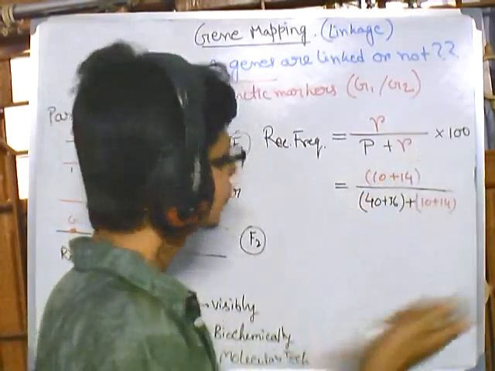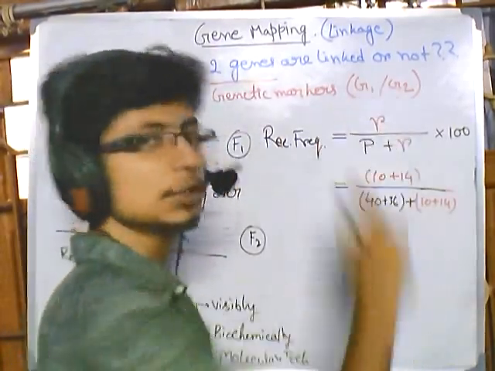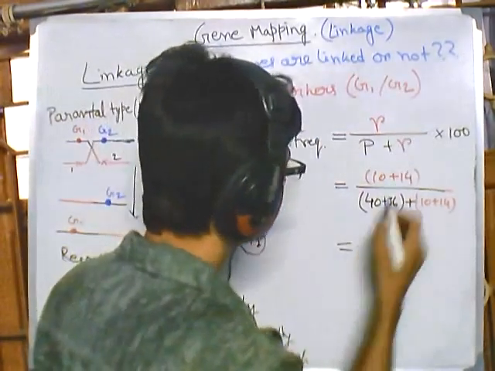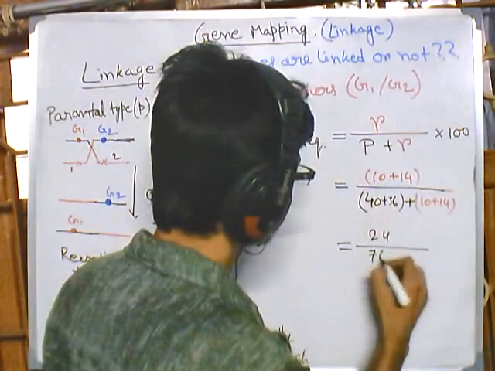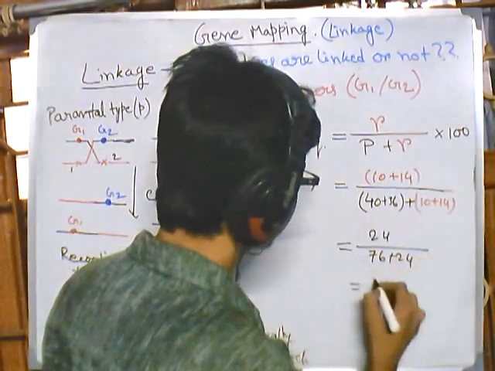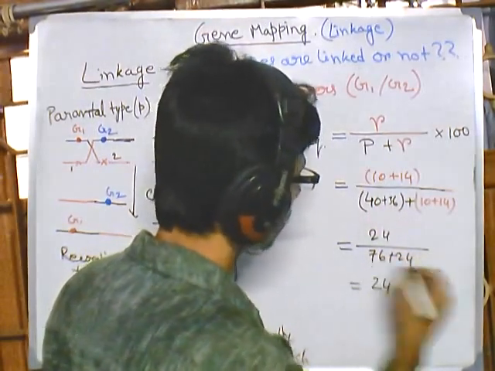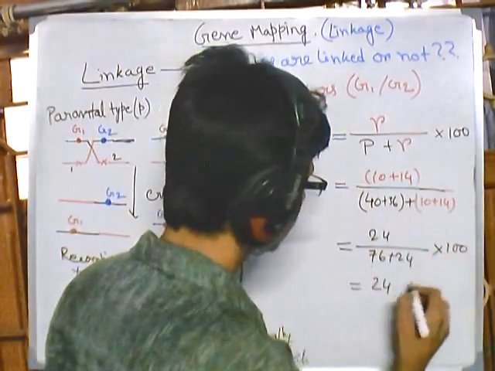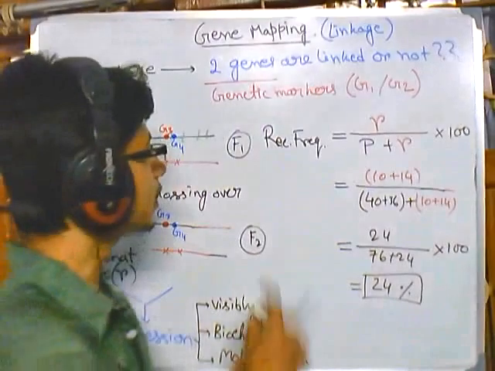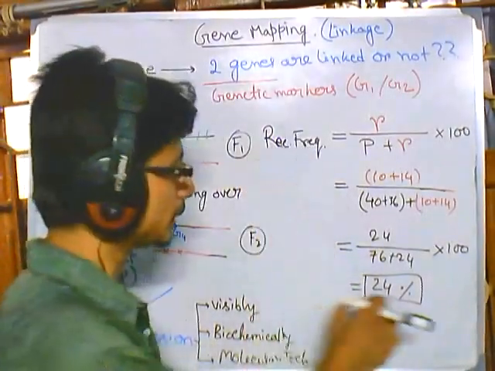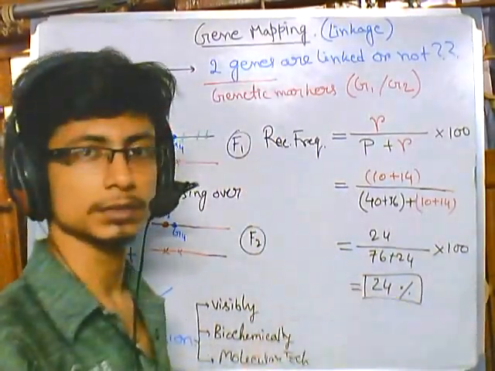So then for the same data for G1 and G2 markers, what we get is 24 divided by 76 plus 24. So this is 24, this will be 100, so the answer is 24%. So the recombinant frequency here is 24%.